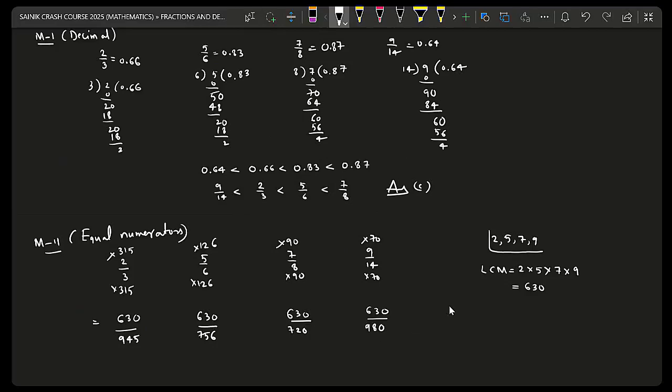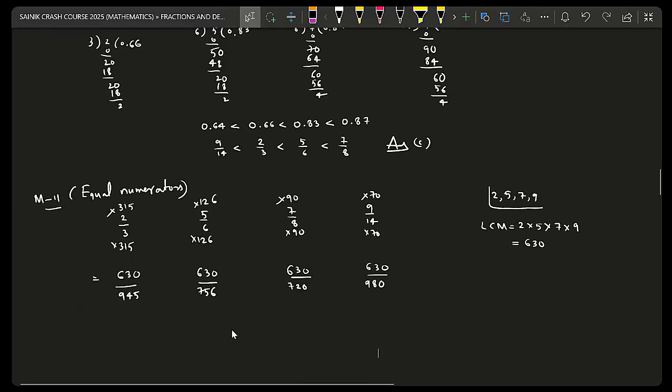Now, because the numerators are equal, everything is going to be reversed, right? We want ascending order. So do we want the greatest denominator first or the least denominator first? The greatest. Where is the greatest denominator? 630 by 980. Then a smaller denominator, 630 by 945. Then a smaller denominator, 630 by 756. Just a smaller denominator, 630 by 720. So this is the ascending order.